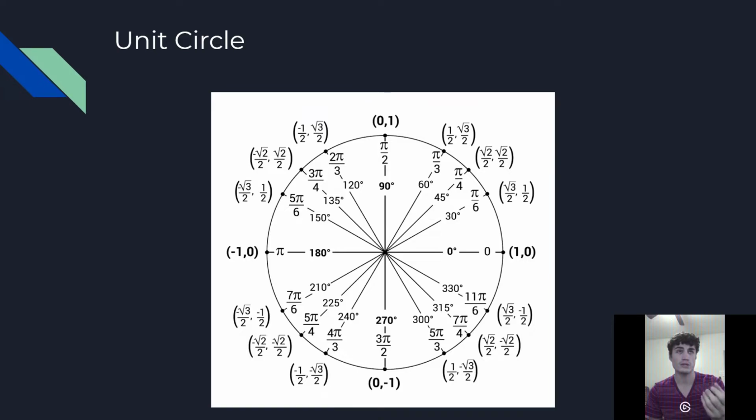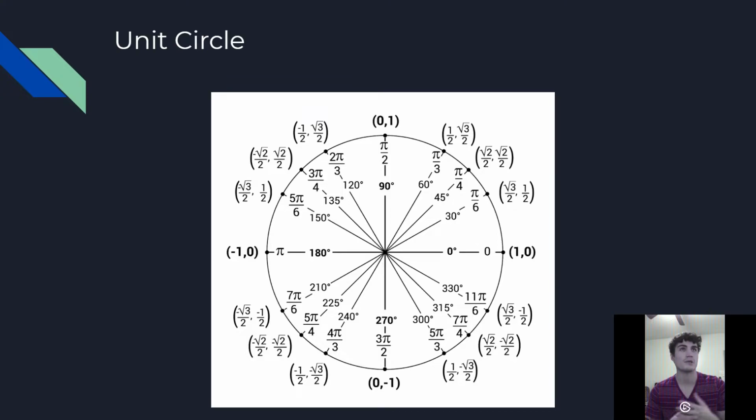So for instance, cosine of pi over 6 or cosine of 30 degrees is equal to the square root of 3 over 2. Whereas sine of theta is represented by the y value or the y coordinate. For instance, sine of 90 degrees or sine of pi over 2, which is the positive y-axis going vertical straight up, that is equal to 1.